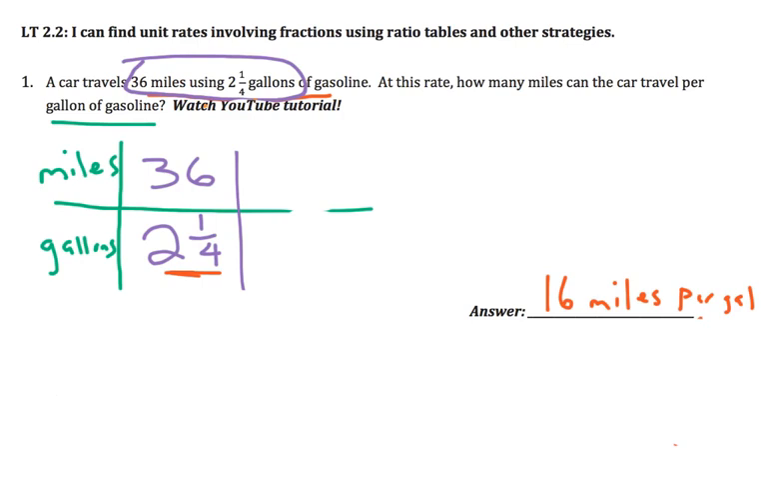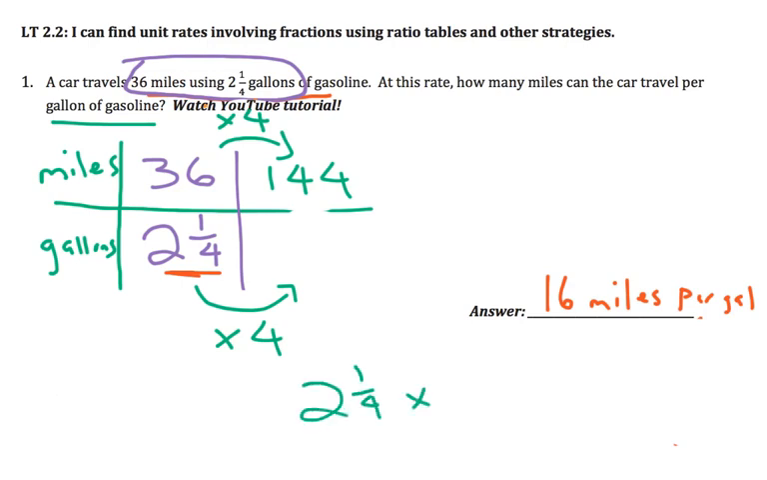So could we have done it another way? Yes, we definitely could have. What we could have done is scaled this up to try and get rid of that fraction. And one way to do that would be to multiply this by 4. 36 times 4 would be 144. And then 2 1/4 times 4. Well, 2 times 4 is 8. 4 times 1/4, well, that's going to equal just a whole, so this equals 9.